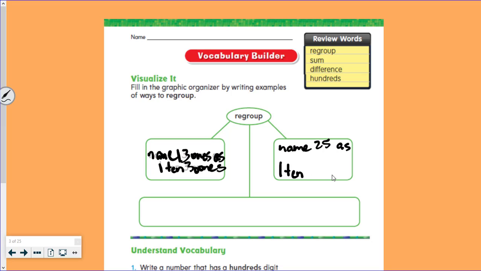And then how many ones would there be? 15 ones. I could do a bigger one, like our very first one that I did. I could trade, oops, trade ends with an E. I could trade 10 tens for what? What does 10 tens trade for? For 100, right? H-U-N-D-R-E-D, 100, right? So those are all examples of regrouping.